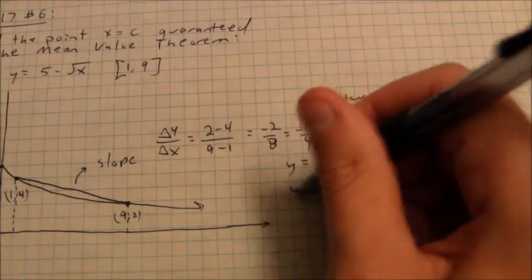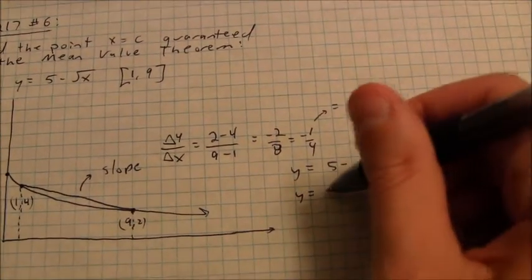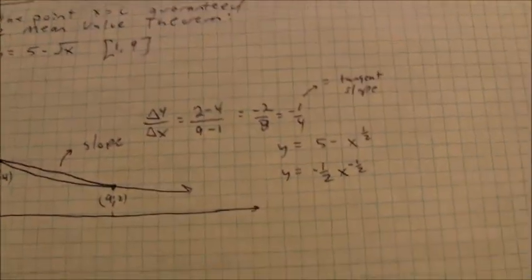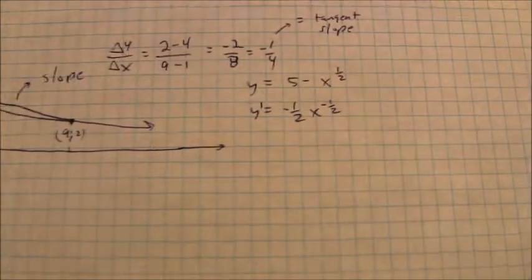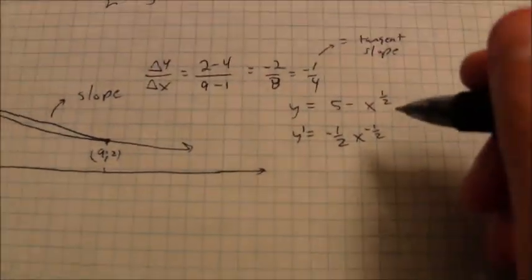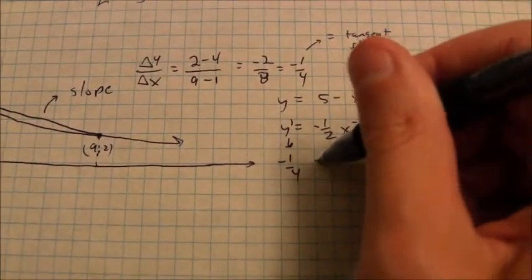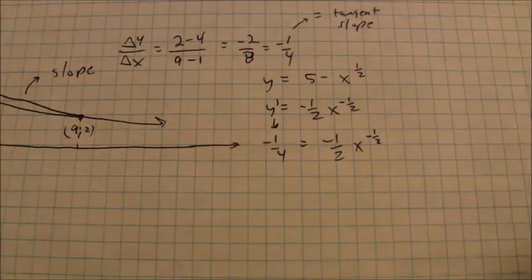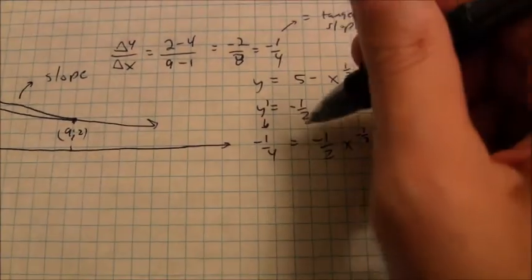So y prime is equal to, derivative of 5 is 0. That's going to be negative 1/2 x to the negative 1/2 when I drop my power by 1. And that's my y prime value there. Let me make sure I use the correct notation. And I want y prime to equal negative 1/4. So I have negative 1/4 equals negative 1/2 x to the negative 1/2. I can solve that equation. I'm going to multiply both sides by negative 2.